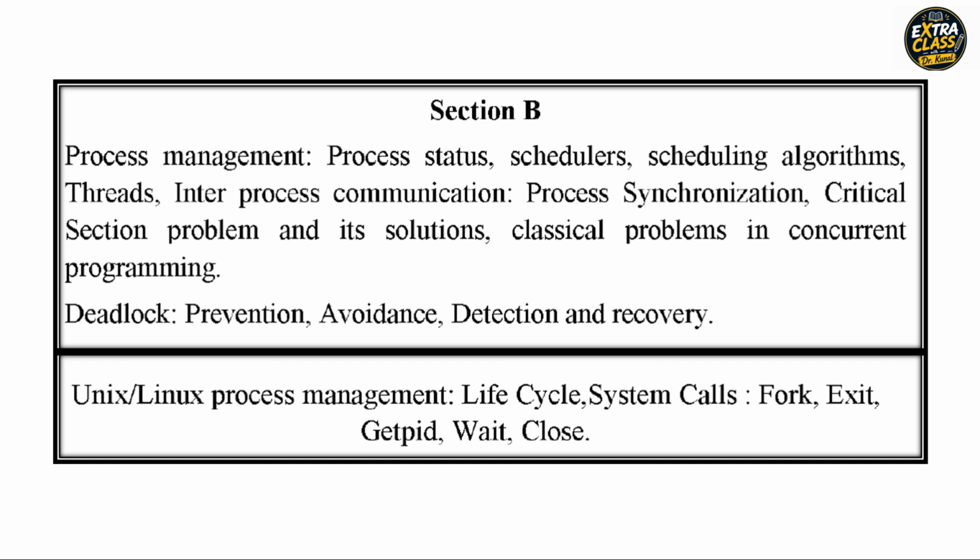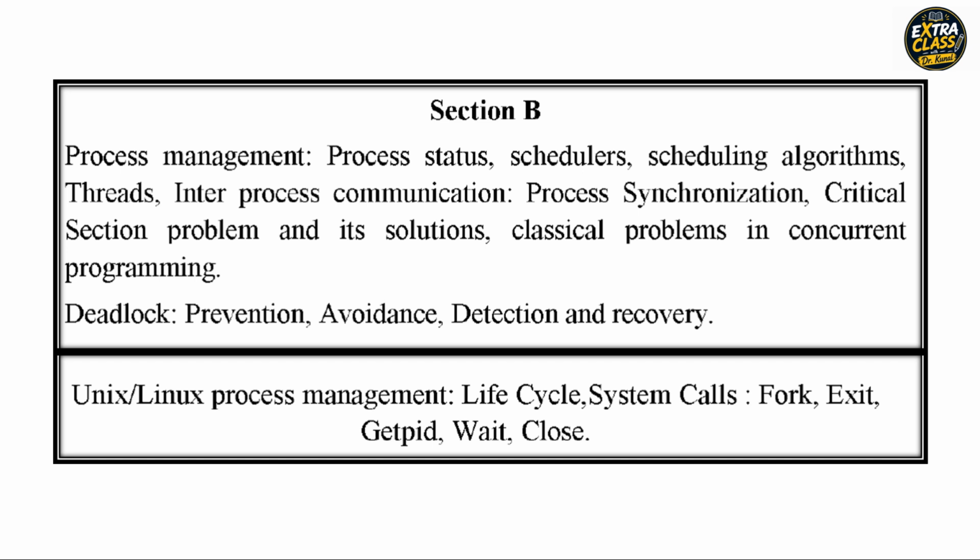We have to solve the four classical problems, which are also very important from the exam point of view. In every exam they must ask one question from the classical problems, like the dining philosophers problem and the sleeping barber problem. These are the types of four problems we have. And then we have to discuss what is deadlock, how to prevent deadlock, avoidance, and deadlock recovery. All these things we will have to discuss here.